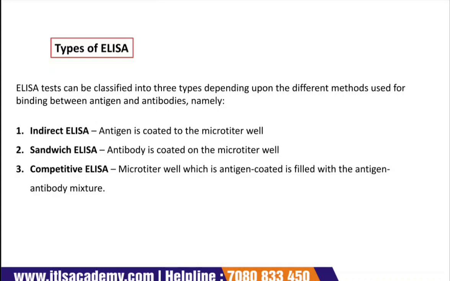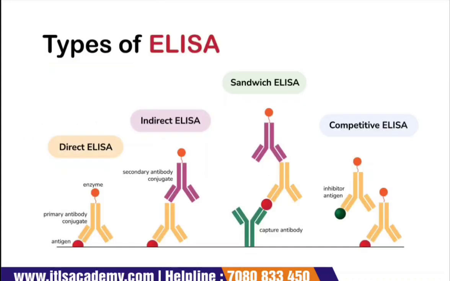Now the second one is the sandwich ELISA, which is widely used. You can understand this with the image of a sandwich. A sandwich has two layers, and in between those two layers you have the stuffing. In the same way, sandwich ELISA employs two antibodies. As you can see, this is layer 1 and this is layer 2, and in between is the material that is packed between these two layers, just like a sandwich.